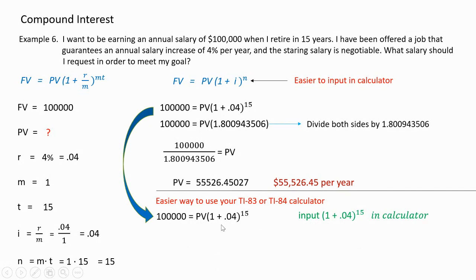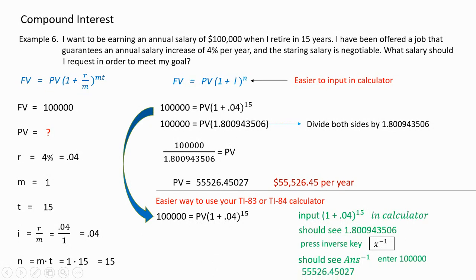Okay, I'm going to input 1 plus 0.04, right, to the power of 15, everything like this in the calculator. You should see 1.809435506. Then you're going to press the inverse key, which is the x to the -1. Once you do that, you should see Ans to the -1, which means I'm taking the inverse of that answer. Then you enter 100,000. Then you see the answer here, guys, and we get the same answer as what's here. Then you round off, and you get the same value, $55,526.45.